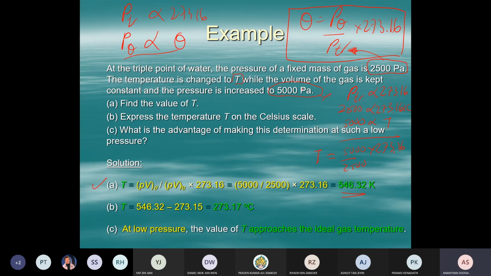So what is the advantage of making this determination at such a low pressure? Why do you take the temperature reading at a very low pressure? As I told you, only at low pressure does T approach the ideal gas temperature. The real gas becomes an ideal gas, so it will follow the gas laws correctly.